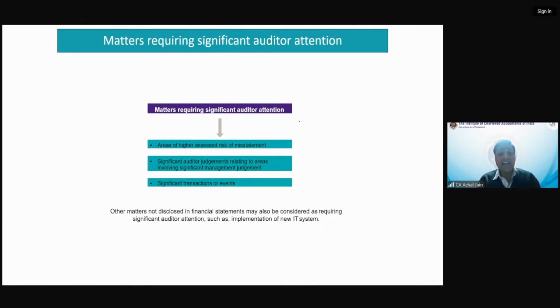Then the second category, like we just discussed, what are the matters which may require significant auditor attention? We took an example of inventory. Similarly, there could be some areas over which the risk is quite significant. Maybe it's a very complex matter over which significant judgment is required to be taken.